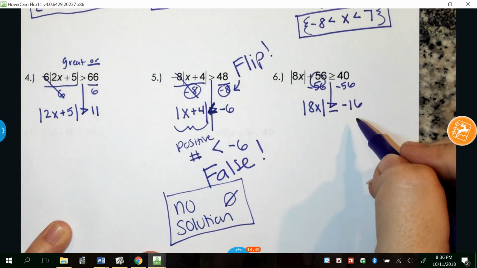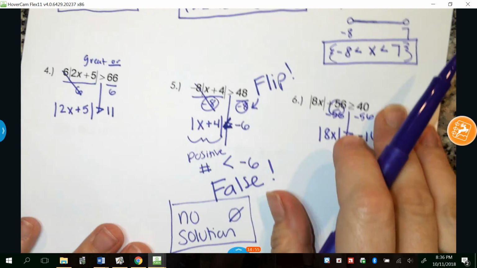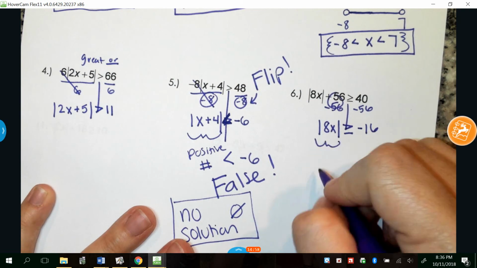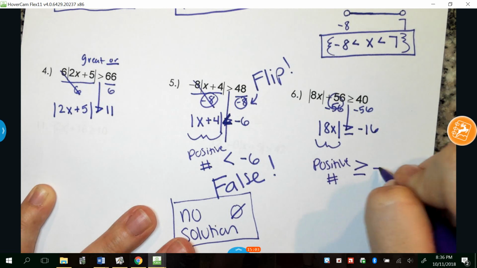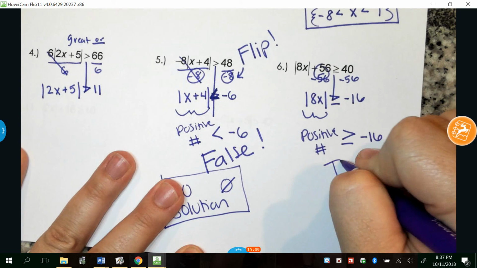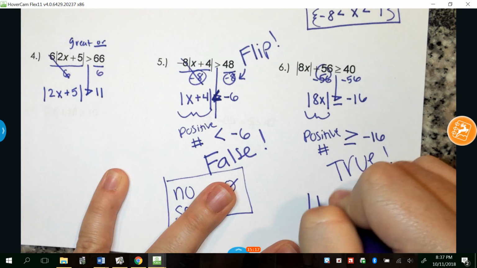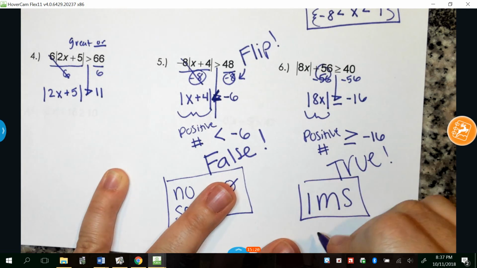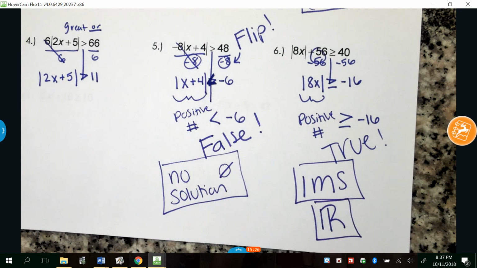So again, we have a negative. Okay, so when we have a negative, we don't do all of these steps. Okay, so let's think about it. This is any positive number, and it's greater than or equal to negative 16. Is any positive number greater than or equal to negative 16? Yes, so this is true. So again, looking at old stuff, when it was true, it's infinitely many solutions. So it's IMS, or you can write all real numbers. Okay, both of those would work. Okay, so just remember, true means IMS.